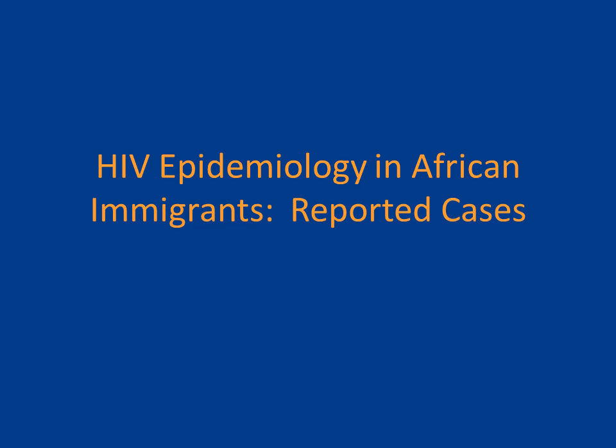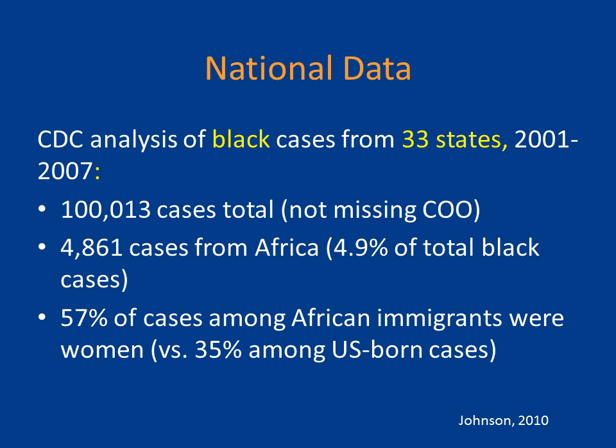in African immigrants. So now I'm going to move along and talk a little bit more about the epidemiology of HIV in African immigrants and what we do know about reported cases in the U.S. These data come from a study done by Anna Satcher-Johnson and her colleagues at the CDC, which was published in 2010. In this analysis, the authors looked at Black cases who were reported from 33 states for the period 2001 to 2007. And I just want to focus on the second bullet here.